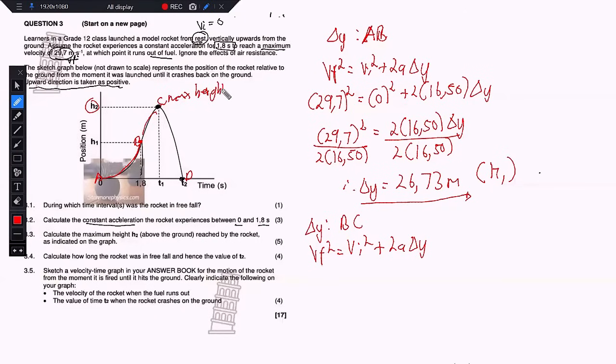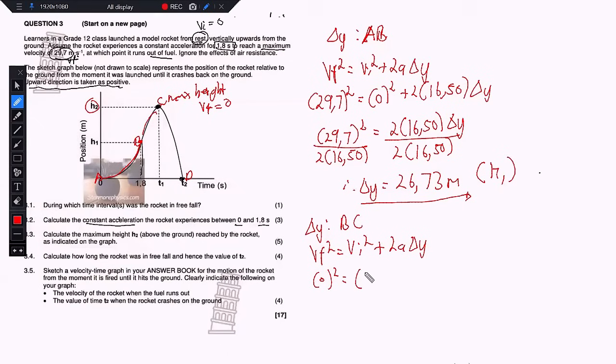Now what is the velocity at the maximum height? We always know that the velocity at maximum height is 0. So 0 squared. Now the V initially will have to be the velocity at time 1.8, which is represented by the final velocity of point AB. So it would have to be the 29.7.